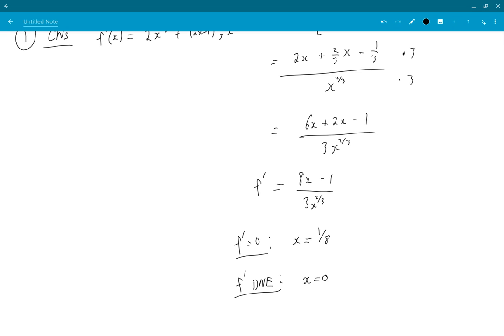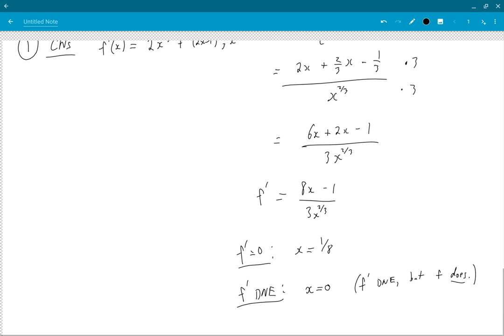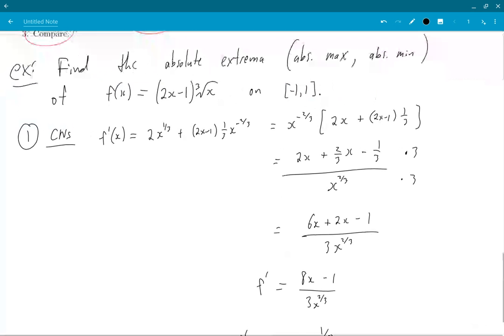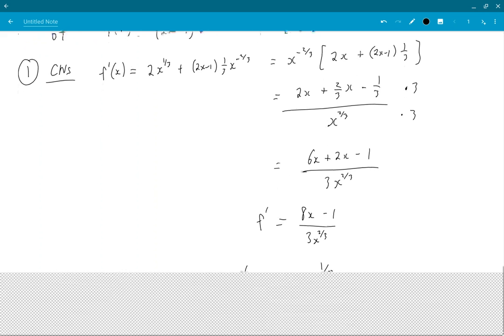Let's remind ourselves, f prime does not exist, but f does exist at x equals 0. If I go back to f here, I can see that I can plug x equals 0 in there. I'll just get 0.